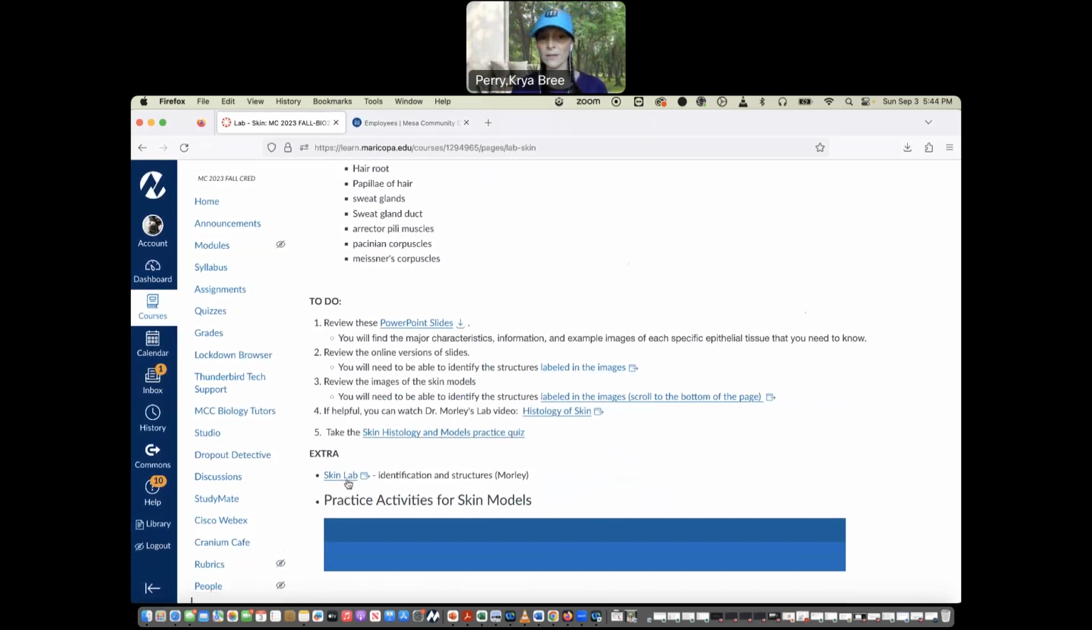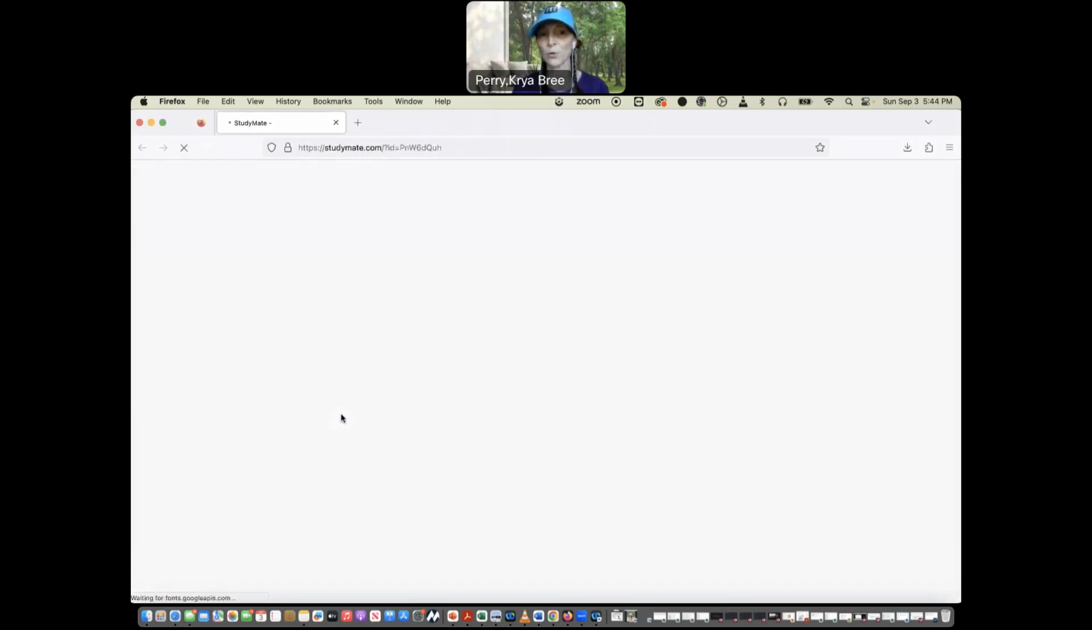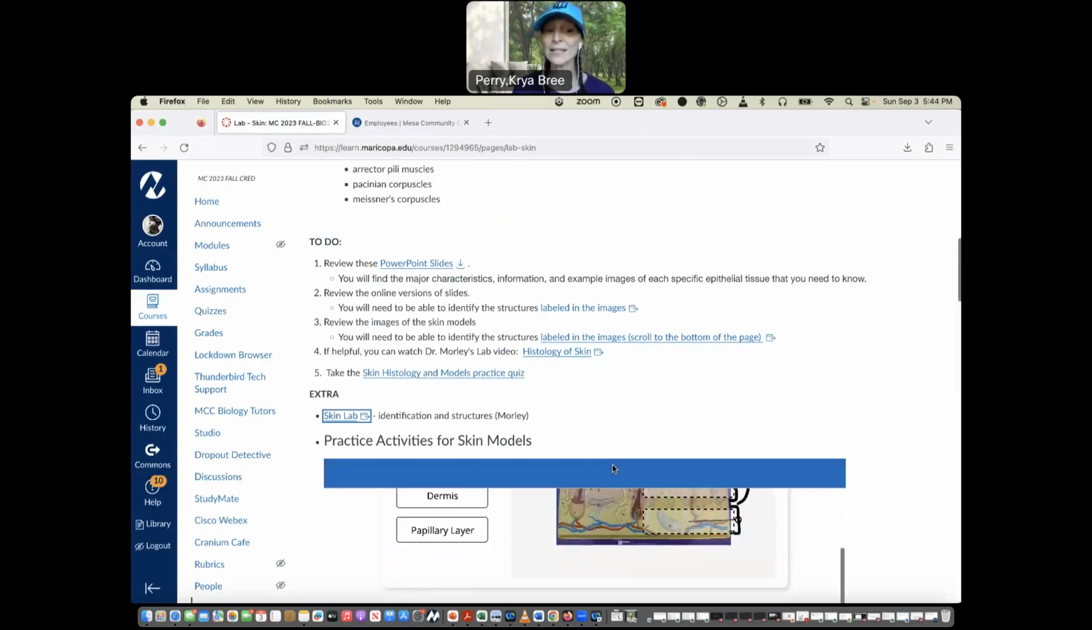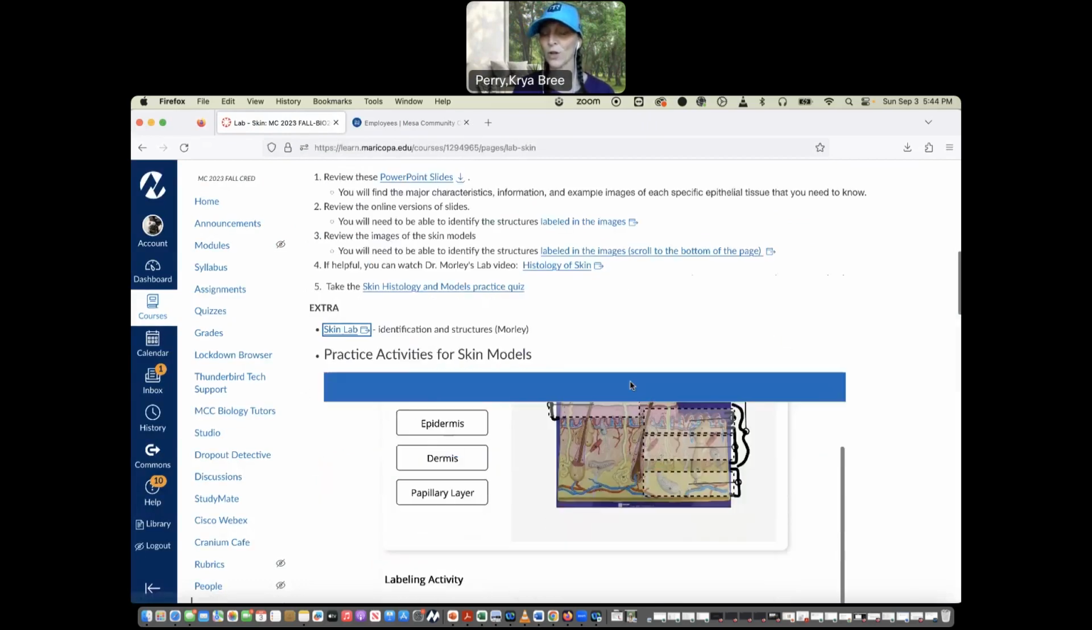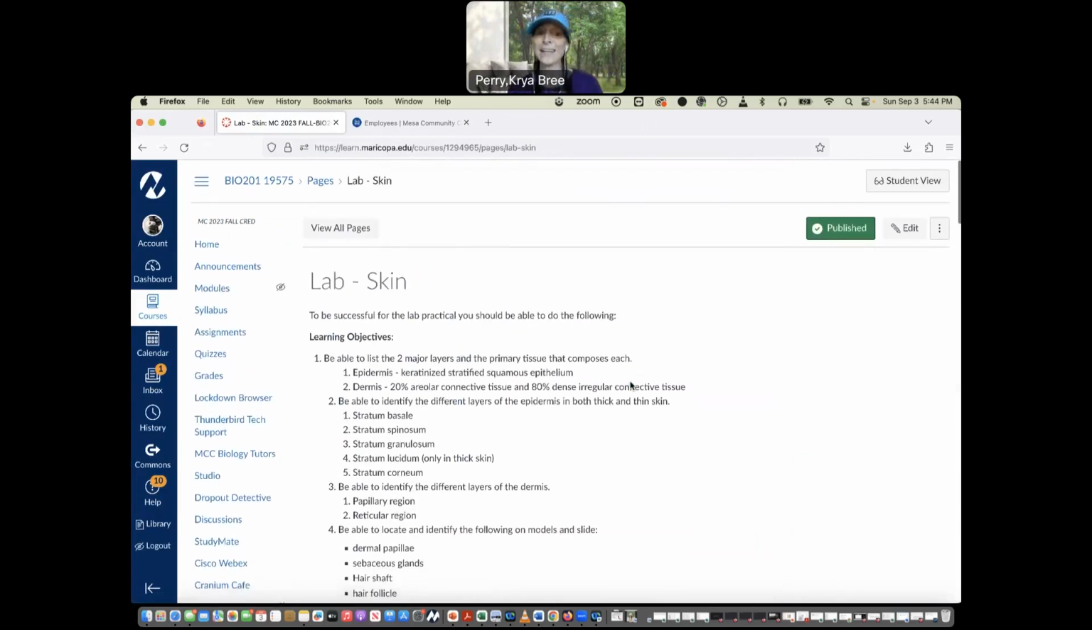And again, there are some extra things here. Dr. Morley had put the StudyMate flashcards, so you can go through the StudyMate flashcards on that link as well. And then as you go down, there are also the SoftChalk activities. So, all right, that is it for this week.